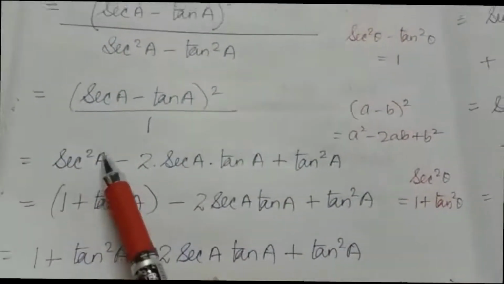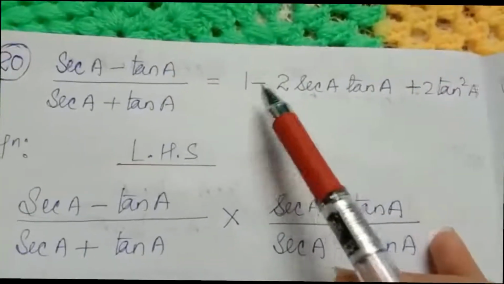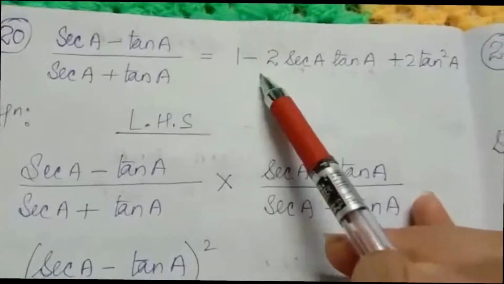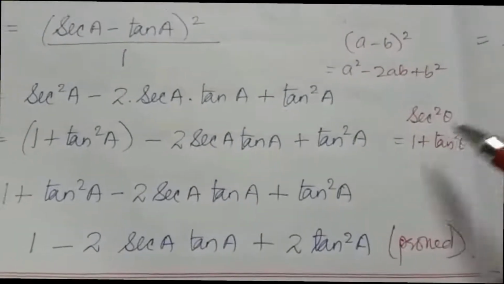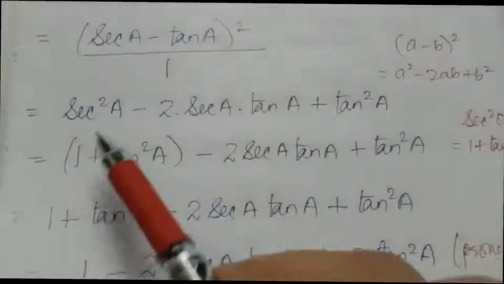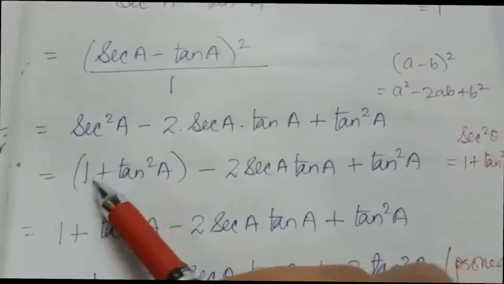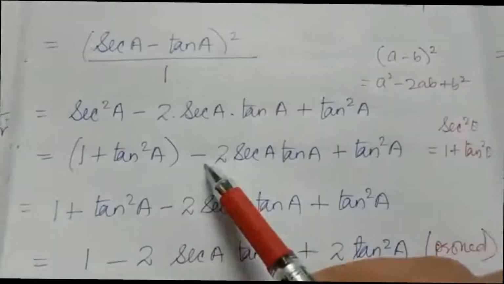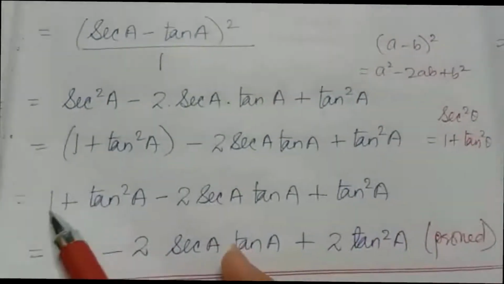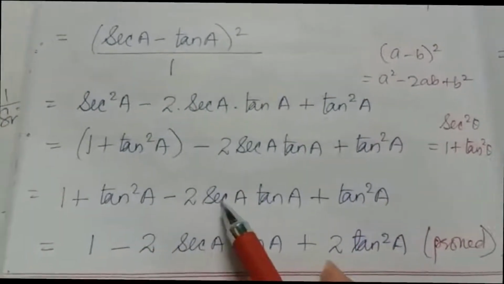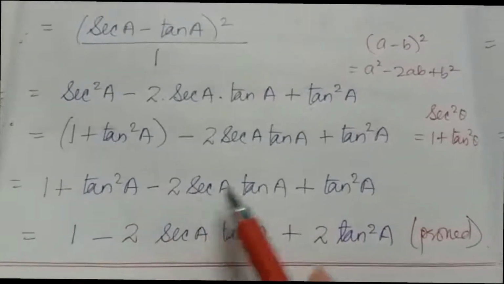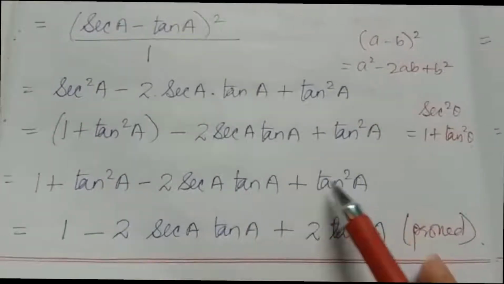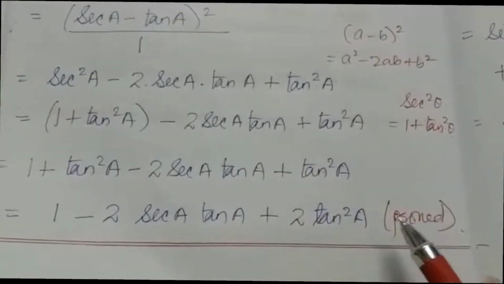So sec square A is 1 plus tan square A, because we don't have sec square theta on the right hand side, so we have to convert that into tan. In place of sec square A, we can write 1 plus tan square A. Then the remaining is the same: 1 plus tan square A minus 2 sec A tan A plus tan square A. 1 minus 2 sec A tan A plus 2 tan square A, proved.